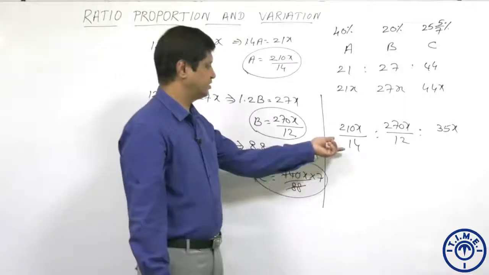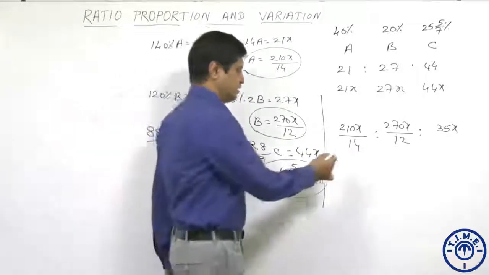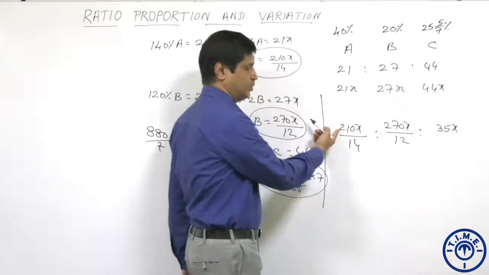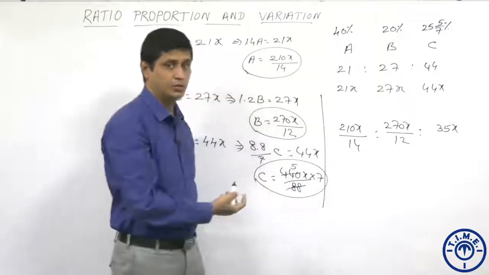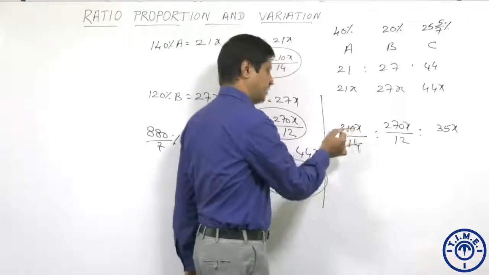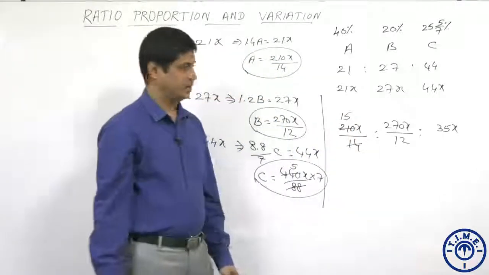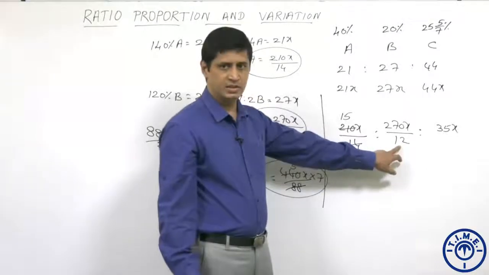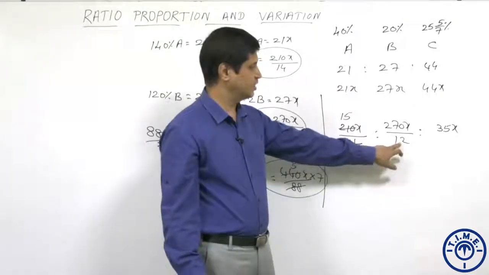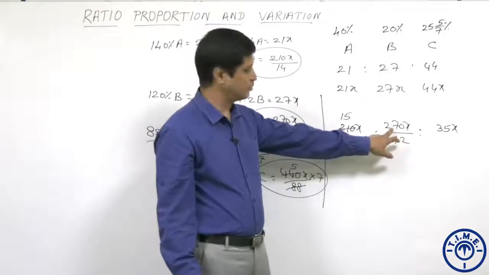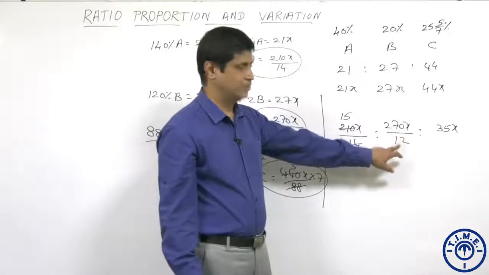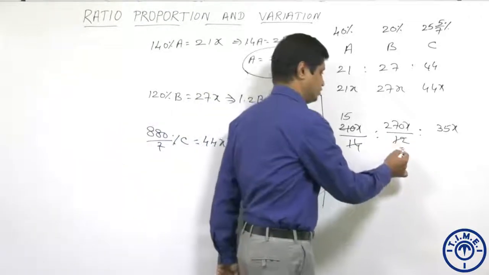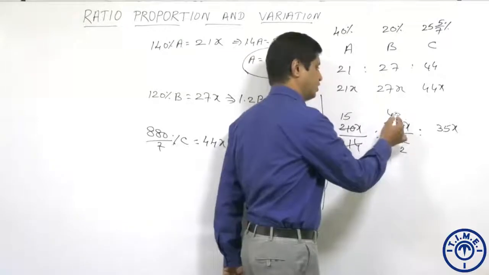Now simplify the cancellation. For A, 7 twos are 14 and 7 threes are 21, so 210 by 14 gives 15x. For B, we can cancel with 3: 3 fours are 12 and 3 nines are 27, so 270 by 12 becomes 90 by 4, which is 45 by 2.